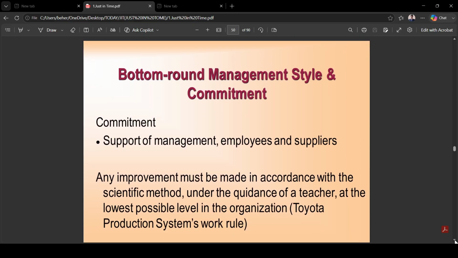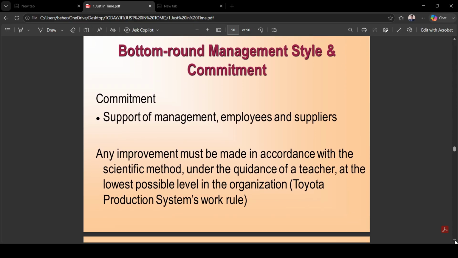Bottom-up management style and commitment. Commitment means support of the management, employees and suppliers. Any improvement must be made in accordance with the scientific method, under the guidance of a teacher, at the lowest possible level in the organization.